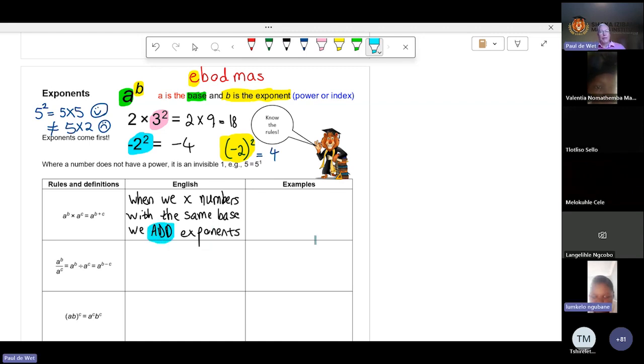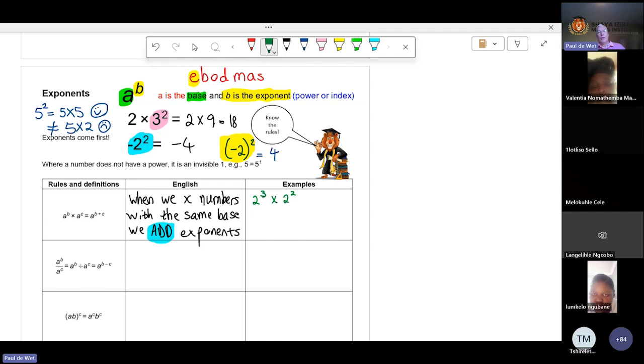So when we multiply numbers with the same base, we add the exponents. Now, I'm going to show you some examples of this. For example, if we've got 2 cubed and we multiply by 2 squared.